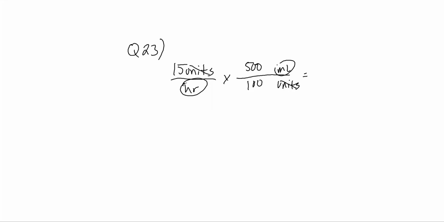So I would never tell you to do 15 over 100 times 500, although that will work. If you're having trouble with this, I would say practice the dimensional analysis approach, which is what I'm showing you here. And notice how I start exactly the same way every single time. I always start with my rate, units per hour, units per hour, units per hour, and then I just convert units to milliliters.